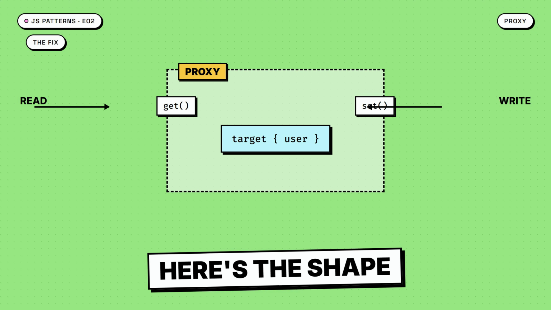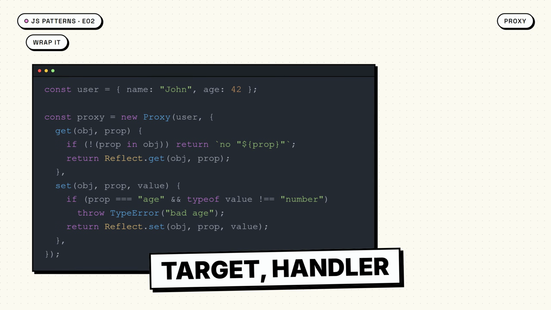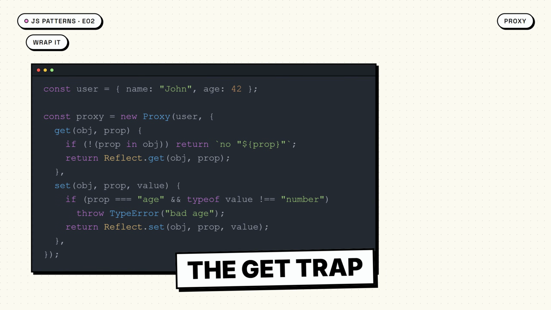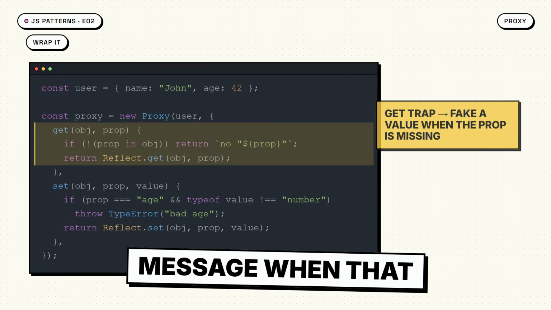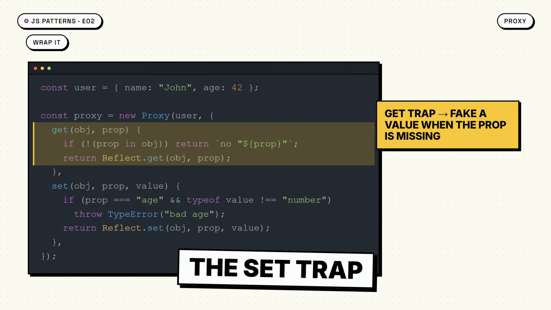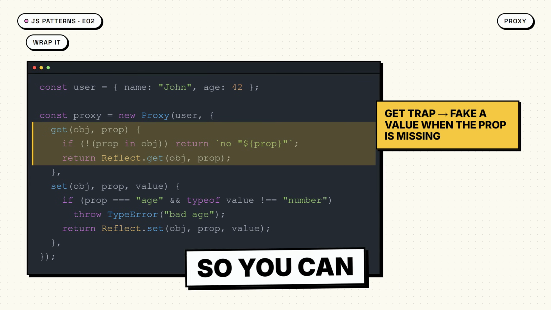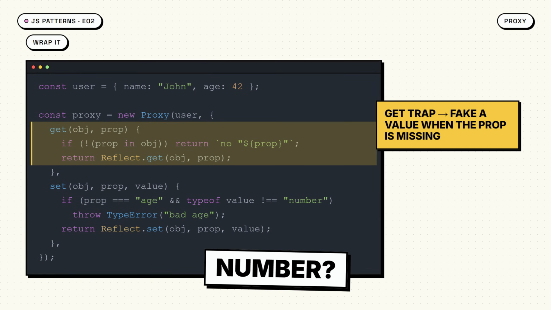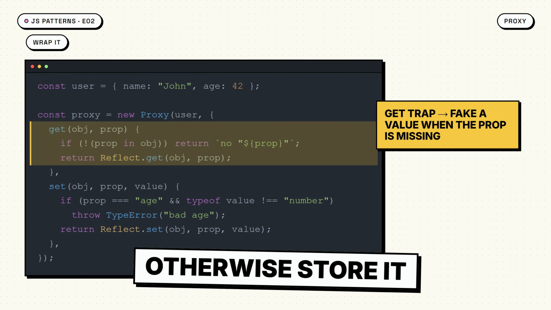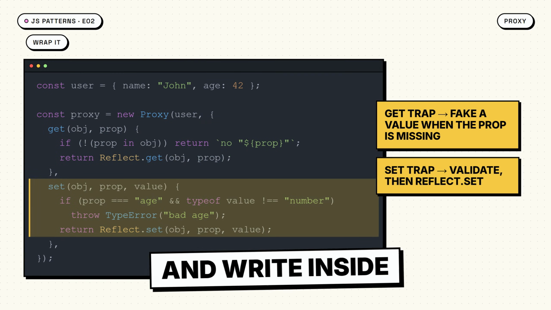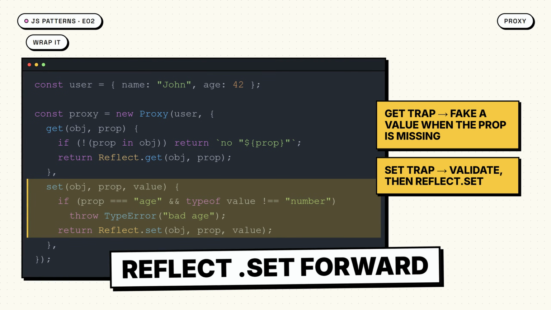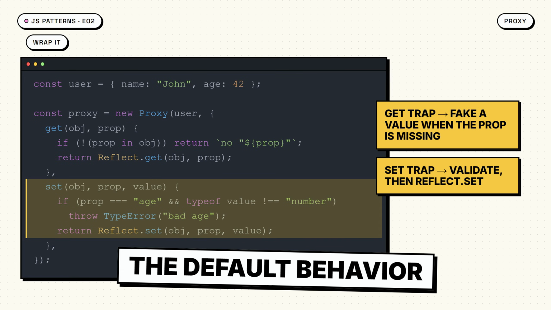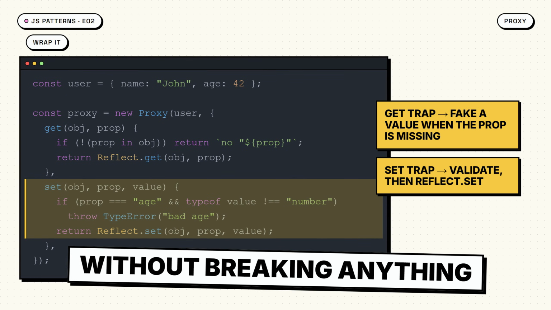Here's the shape. New proxy, target, handler. Inside the handler, the get trap receives the object and the property, so you can return a friendly message when that property doesn't exist. The set trap also receives the new value, so you can validate. Age isn't a number? Reject it. Otherwise store it. And the clean way to read and write inside a trap is the Reflect API. Reflect.get and Reflect.set forward the default behavior, so you intercept without breaking anything.